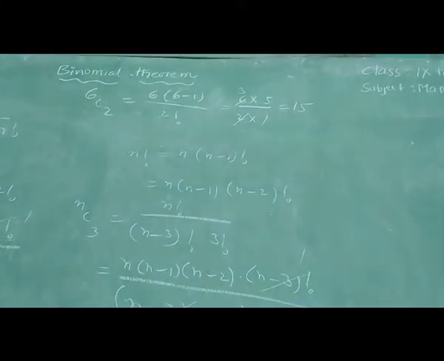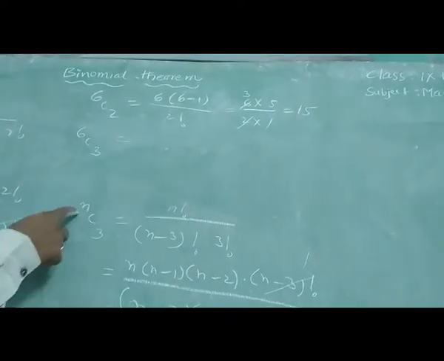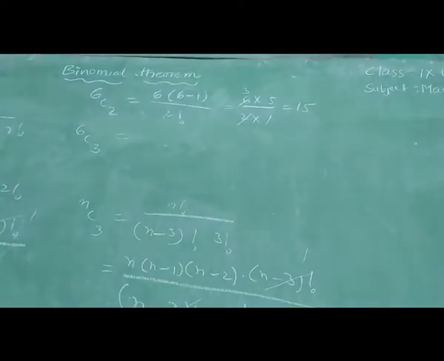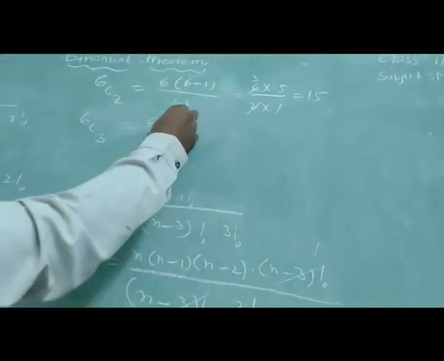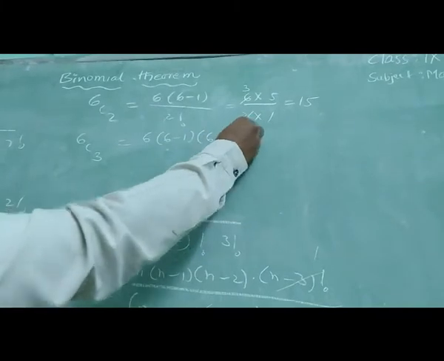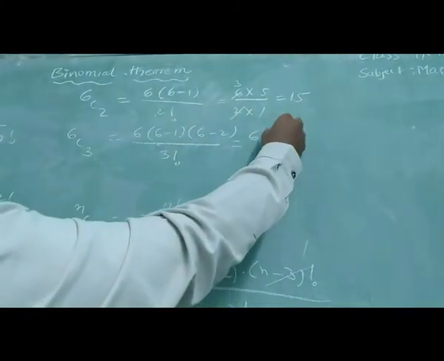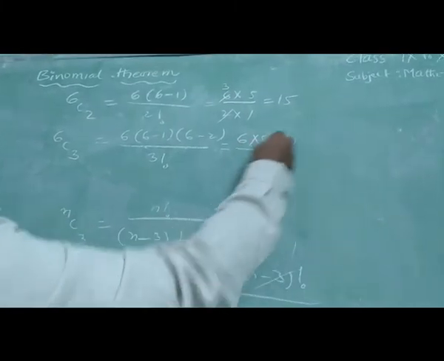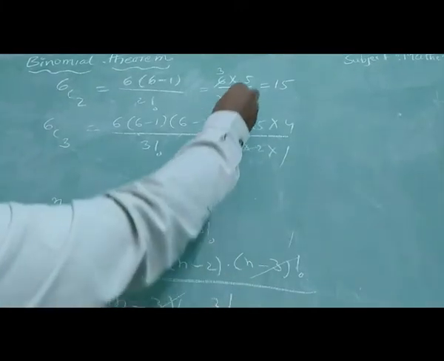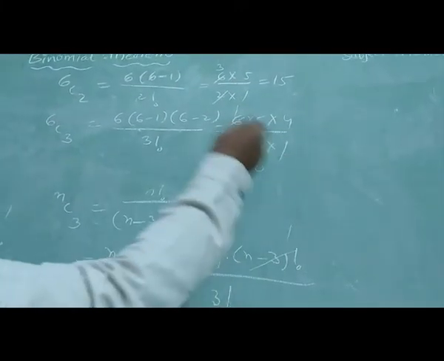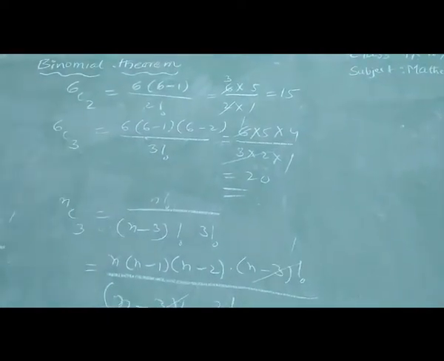Next one. How do you find the value of 6C3? So use nC3. What is nC3? n into n minus 1 into n minus 2 by 3 factorial. 6 into 6 minus 1 into 6 minus 2 by 3 factorial. 6 into 5 into 4 by 3 factorial, that is 3 into 2 into 1. So 3 2s are 6, 6 only. 5 4s are 20. So like this you can find the values of the coefficients now.